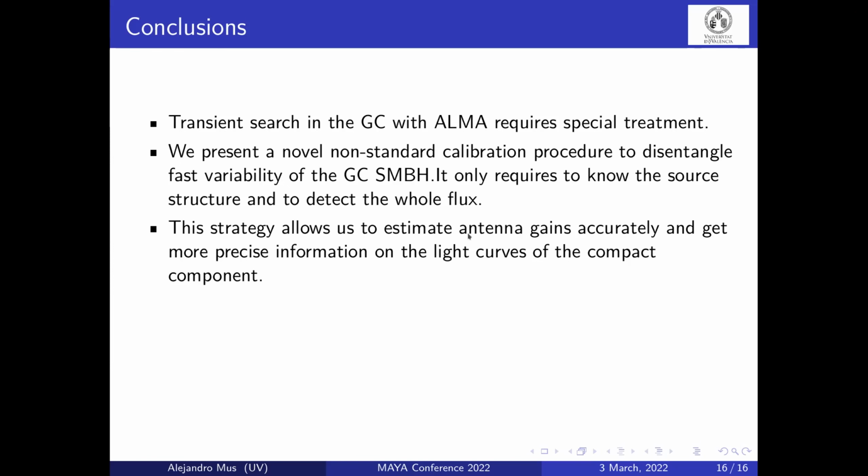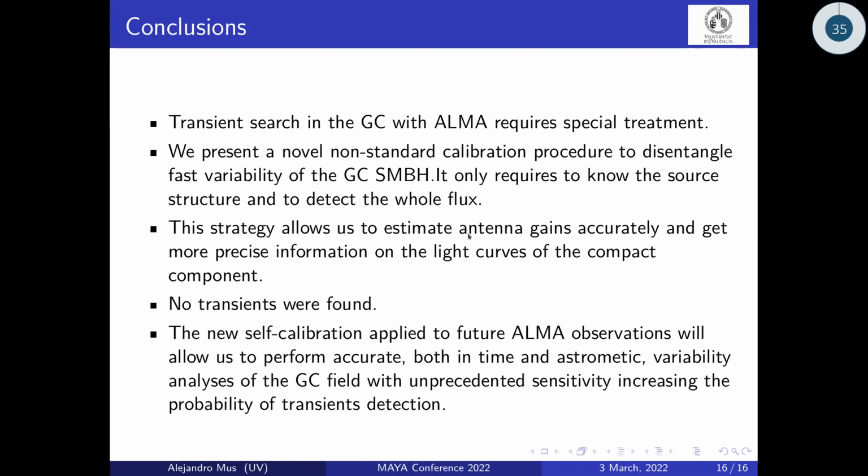This strategy allows us to estimate antenna gains, and with this, to get more precise information of the light curves of the compact component, so of the Sagittarius system. No transients were found, but this new self-calibration applied to future ALMA observations will improve astrometric and variability analysis of the Galactic Center and will increase the probability of finding transients in this region. And with this, I finish.